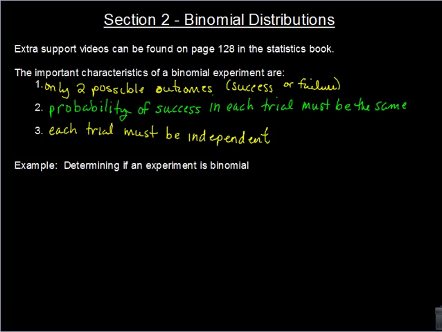Okay, so how do you determine if an experiment is binomial? Okay, so we look at this. If I take a coin flip, just for an example, I have only two outcomes.